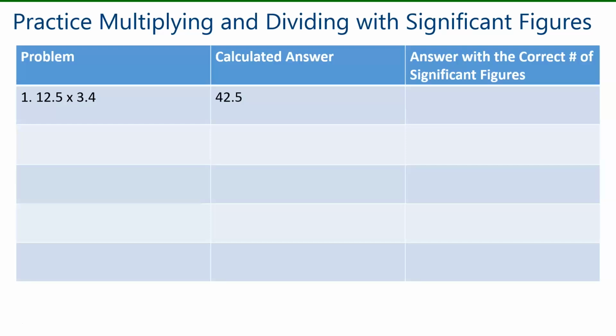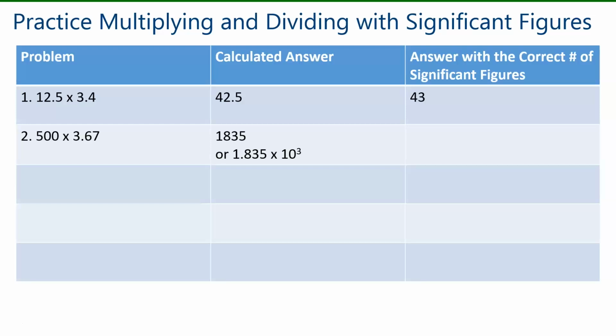But when we go back and look at the number with the least number of significant digits in the problem, it's 2. So we need to have two significant digits in our answer and use our rounding rules, giving us 43. Number 2, we put these numbers into a calculator. We are going to get 1,835.